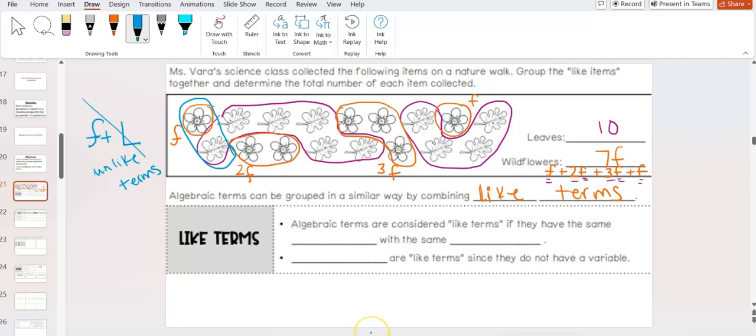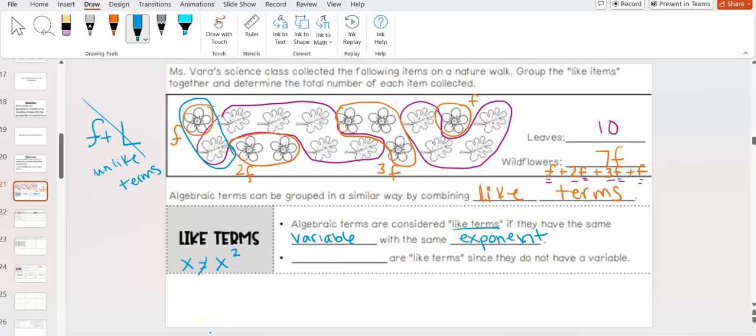Okay, so now let's get into the definition. Algebraic terms are considered like terms if they have the same variable with the same exponent. And that's very important, this exponent part, because it's saying that an x and an x squared, or x to the power of 2, are not the same thing. They are not like. Yes, they're both x's, but they don't mean the same thing.